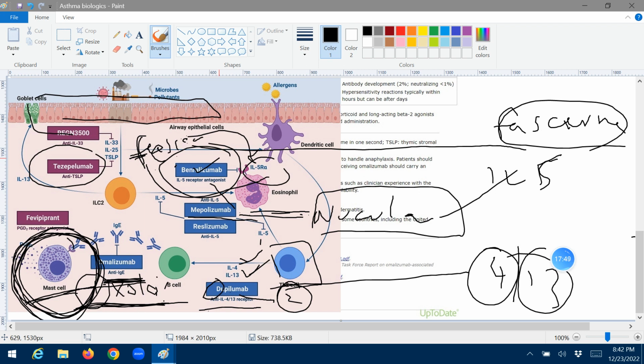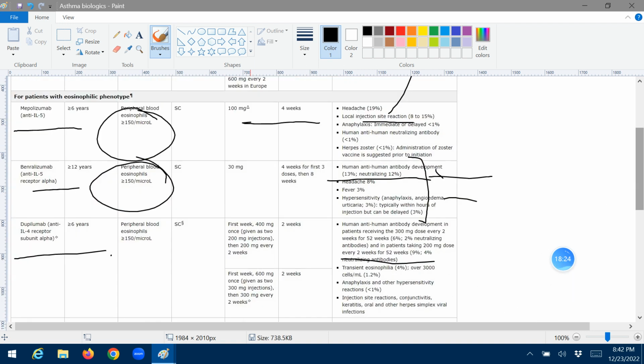So Xolair, Dupixent, then Nucala, Fasenra, and then one of the newest ones, the anti-TSLP, which is an alarmin release preventer. You want to remember the Tezspire, or tezepelumab, of the group. Okay, so this is sort of a little overview of the biologics. Yes, you can remember a few of the others, but I think these are the ones that you want to really put in your book and remember for sure.